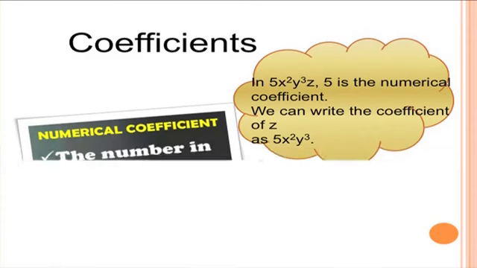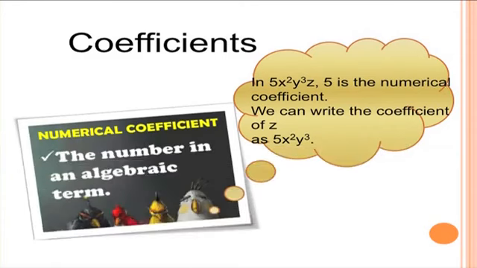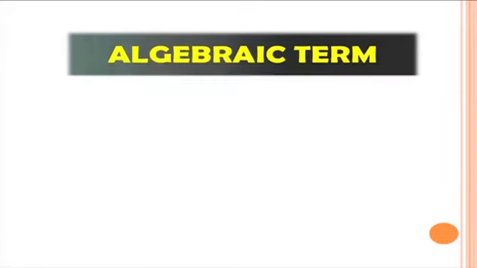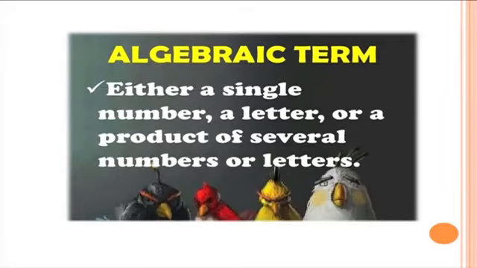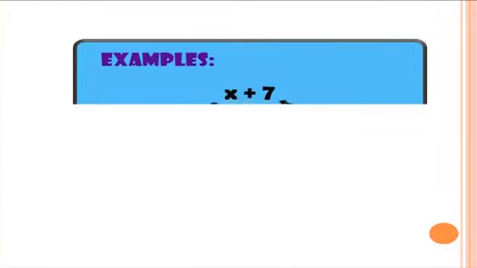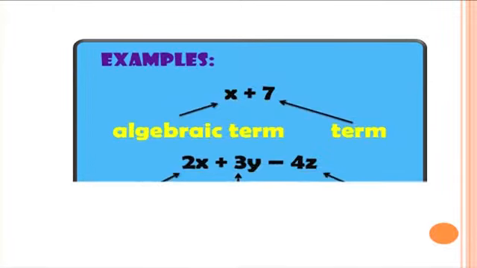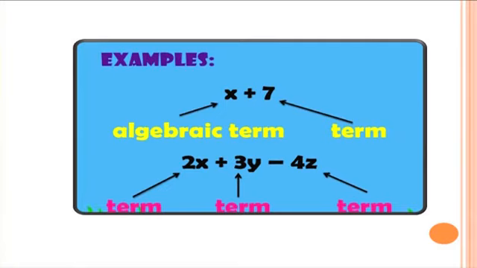Let's talk about coefficients now. A numerical coefficient is the number or an integer in an algebraic term. So in 5x square y cube z, 5 is the numerical coefficient. We can write the coefficient of z as 5x square y cube. To define an algebraic term, either a single number, a letter or a product of several numbers or letters is called an algebraic term. For example, in x plus 7, the algebraic terms are x and 7. 2x, 3y and minus 4z are 3 different terms.